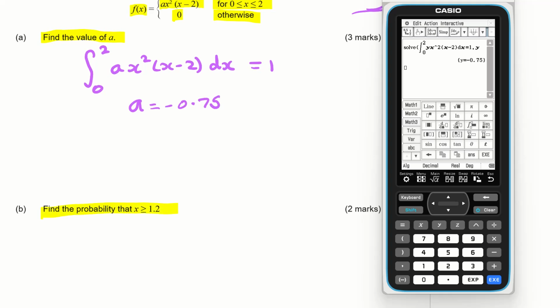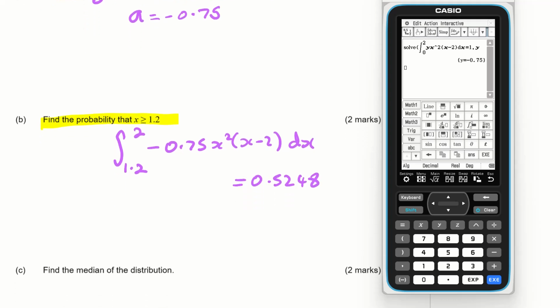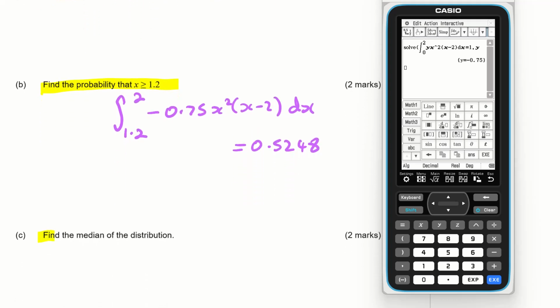We now want to find the probability that x is greater than or equal to 1.2. So continuous, and therefore it's just an integral, and we're going to go from 1.2 to 2. We now know the a value, so negative 0.75, x squared (x minus 2) dx, and we're just going to evaluate that, and it is 0.5248 to 4 decimal places.